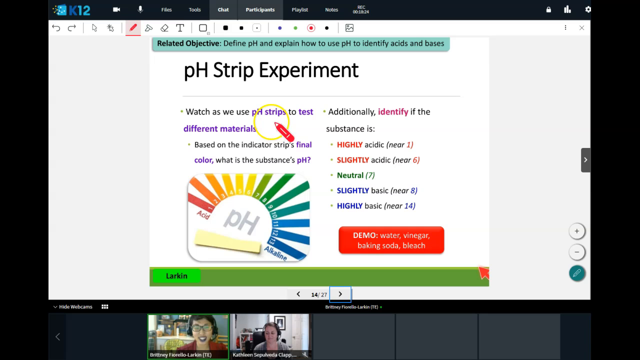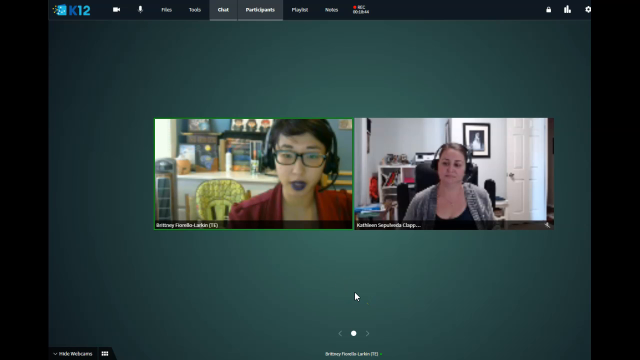So let's go ahead and take a look at pH paper in action. What we're going to do is I'm going to test 3 different substances, and you are going to figure out, is it acidic? Is it basic? Is it neutral? And then how acidic or how basic? Is it highly or slightly acidic, or highly or slightly basic? Let's go ahead and take a look at this. I'm going to pop this up on the board for us.